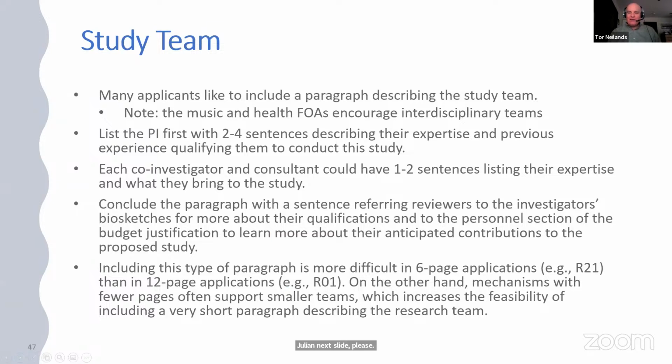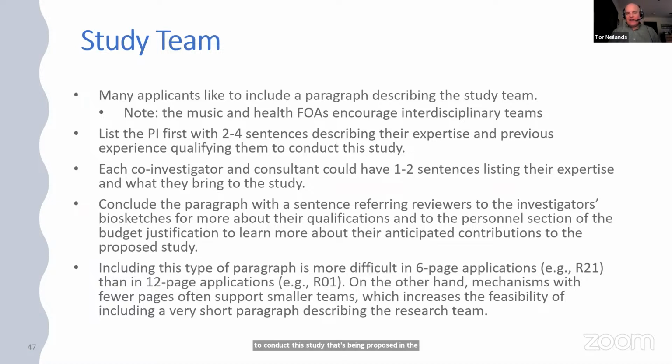So in my experience, often the investigators will start an approach section with a description of the study team. It's not strictly required, and I've seen some applicants eschew it or give maybe just a 1 or 2 sentence, very kind of 30,000-foot overview of the team, and then point reviewers to the bio sketches and budget justification to learn more. But I think this is also an opportunity, if you have the room, to describe the principal investigator a little bit. And we often see that applicants will use maybe 2 to 4 sentences to describe the PI's expertise and previous experience that will qualify them to conduct the study that's being proposed in the application.